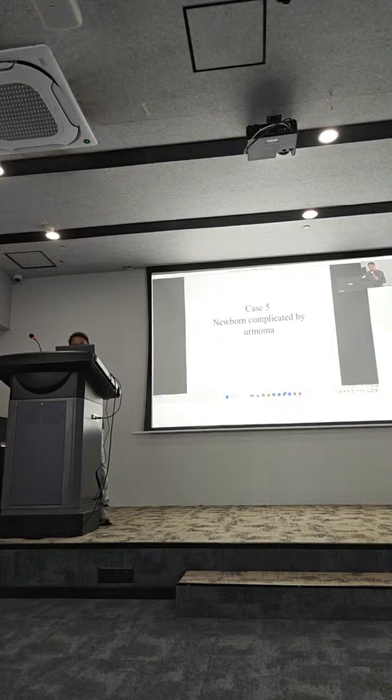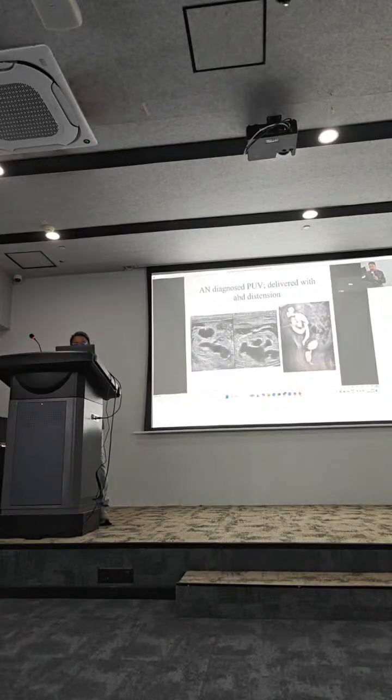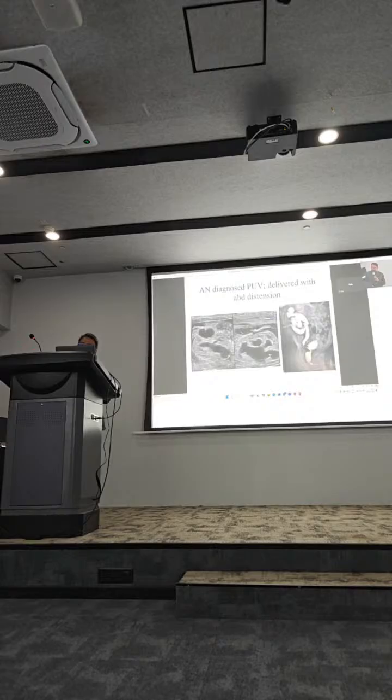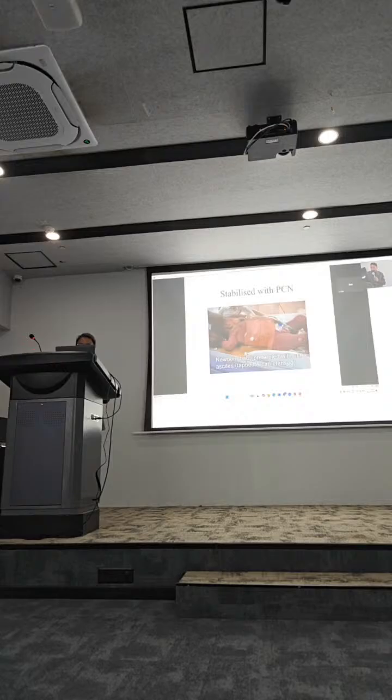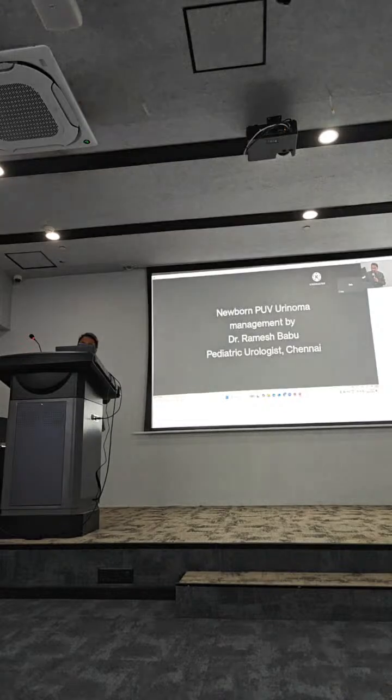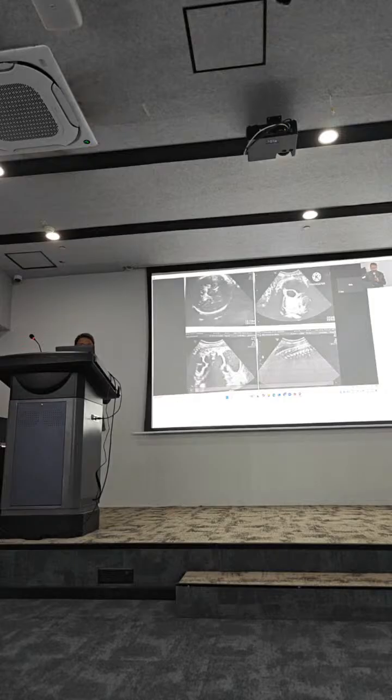Now this is a newborn complicated by urinoma. Urinoma is the leakage of urine from around the kidney, usually when the calyces rupture. So this is the kidney, and outside the kidney there is a urine collection, and when we did the MCU, you can see the contrast has actually gone outside the kidneys. So it's leaking outside the kidneys. This baby was stabilized first with the nephrostomy. In this case, the nephrostomy is only one flow. So this patient then went for drainage of the urinoma.